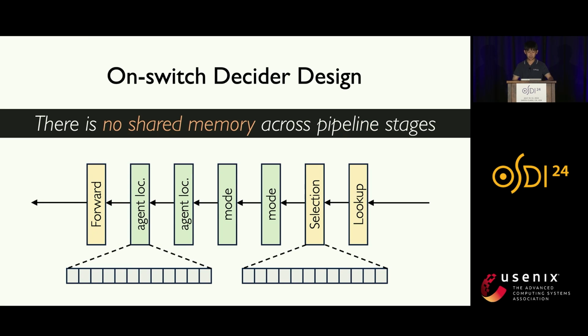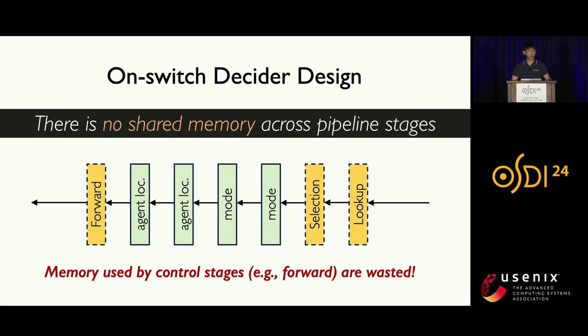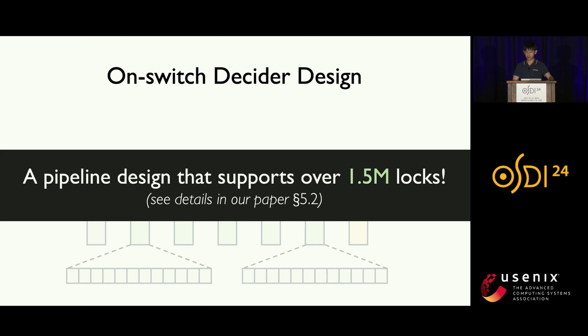And moreover, there is no shared memory across pipeline stages, which means the memory used by control stages is simply wasted. To conquer these restrictions, we carefully design each stage in the decider pipeline to maximize the utilization of the switch memory. Our design manages to support over 1 million locks, which is 2 orders of magnitude higher than the state-of-the-art NetLock. Again, for simplicity, we omit the pipeline design details here, so please check the paper out if you're interested.